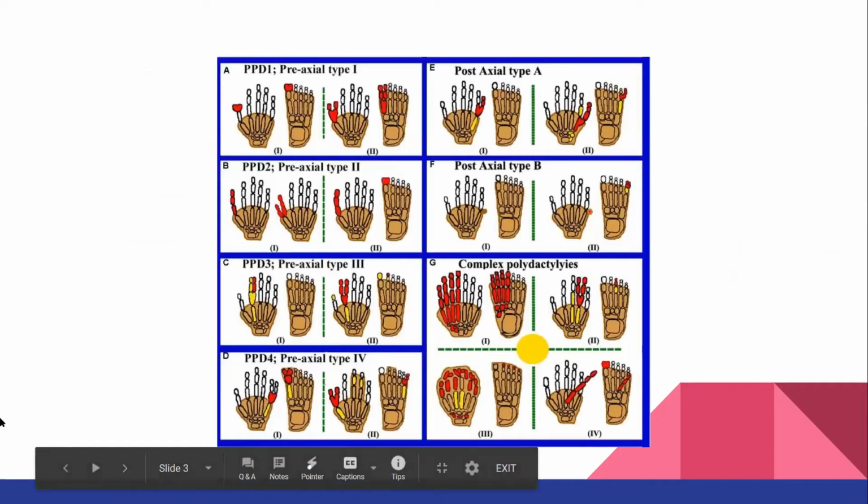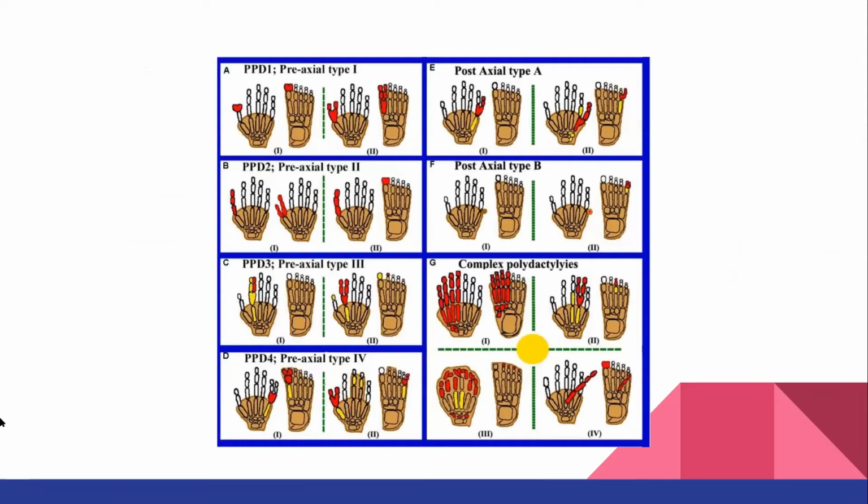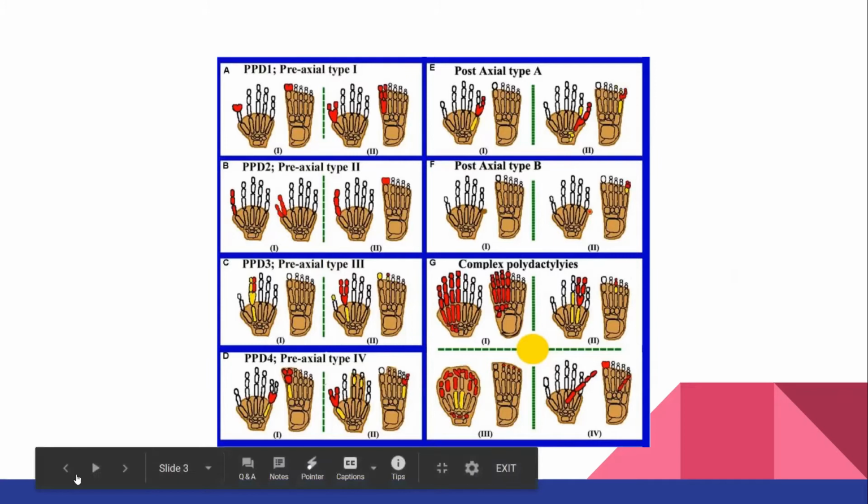On this chart, you can see the various types of each kind. On the left side of the chart, there are the different kinds of preaxial polydactyly. On the right, there's postaxial, and bottom right is complex polydactyly.